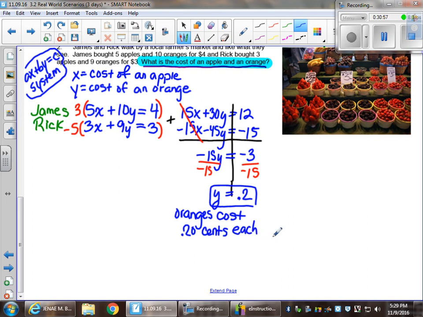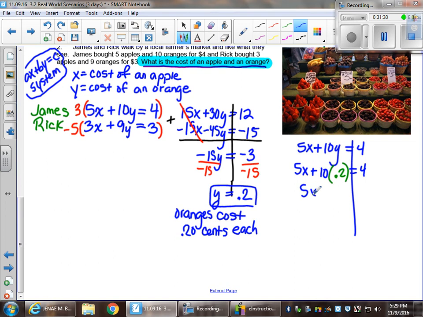How are we going to go find how much the apples cost? Just like we did last week when we found one variable, we're going to pull one of our original equations. Doesn't matter which. I think I'll try the top one. So 5x plus 10y equals 4. And we're going to take the value we just found, which is 0.2, and we'll substitute it in. So this will become 5x plus 10 times 0.2 equals 4.